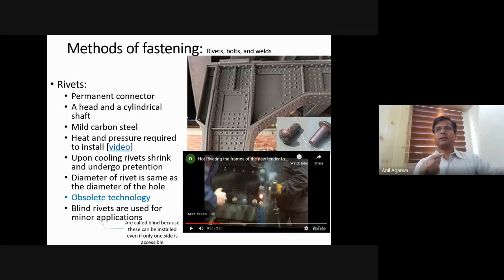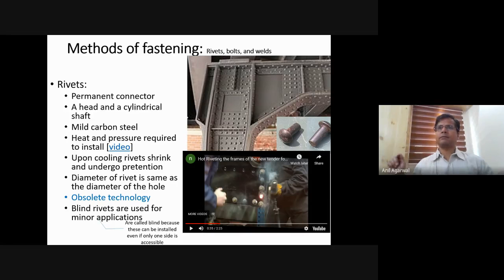The blind rivets are not structural rivets. These are sometimes used in furniture. These are sometimes used in utensils. Sometimes things like bicycles, they might be used. So these rivets can be installed from one side. Okay? And you can go to the internet and try and search for some blind rivets. I cannot give you an example right now, but you can easily find some examples on the internet.